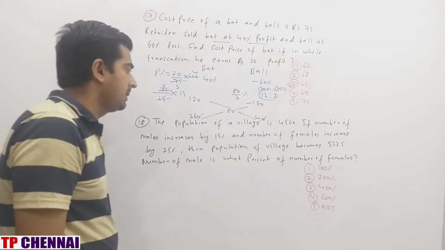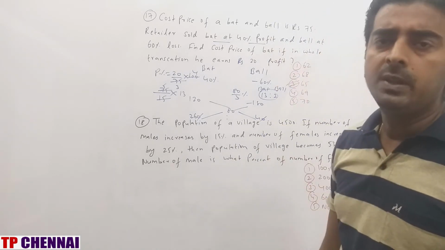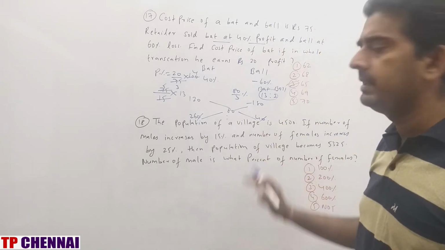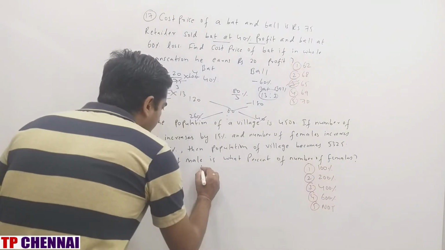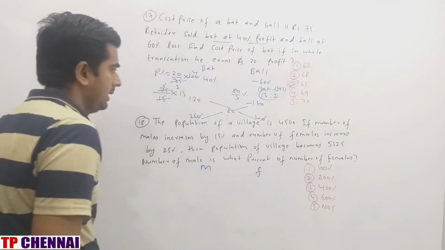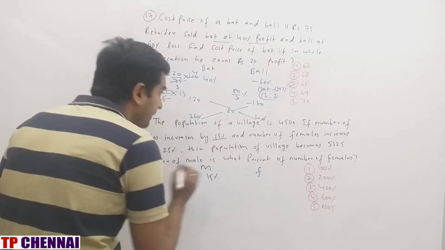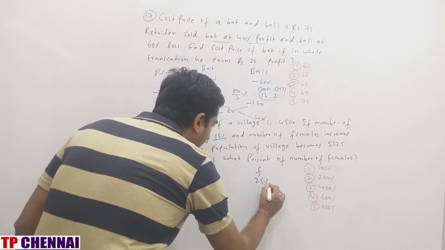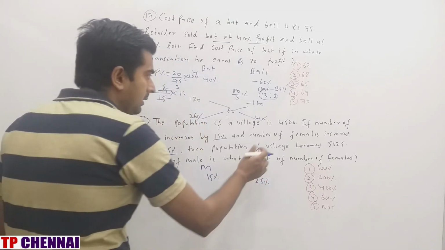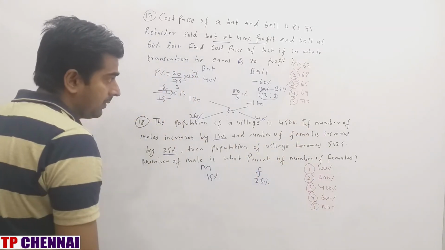Number of males is what percent of the number of females? This question can also be solved by allegation because the overall change they have given you and the combined part we can also calculate. So I am writing here male, I am writing here female. Male is increasing by 15%. Female is increasing by 25%. Overall increment is how much? So 5325 minus 4500. How much?